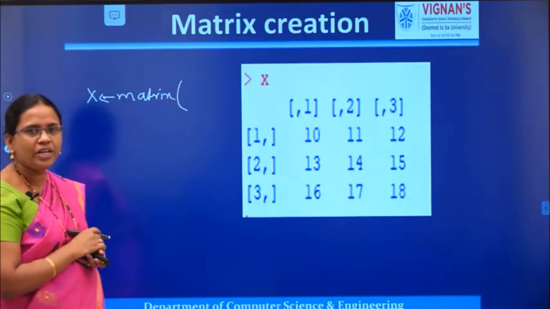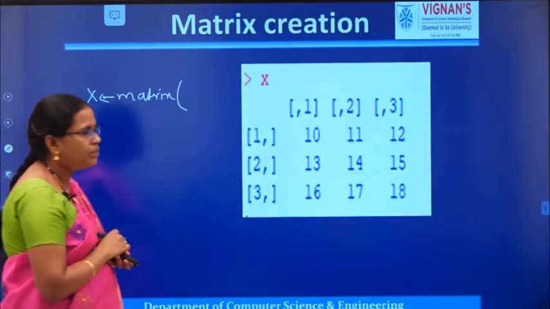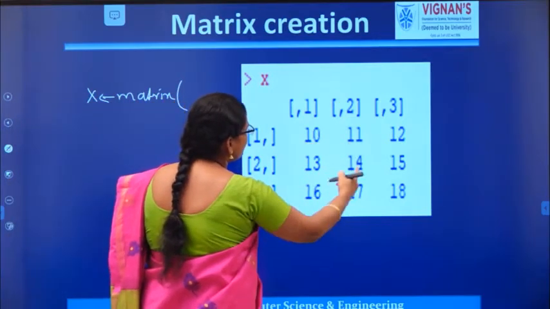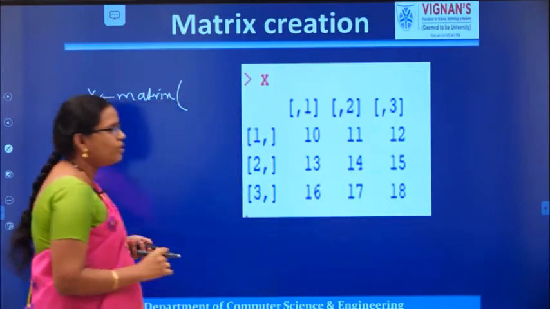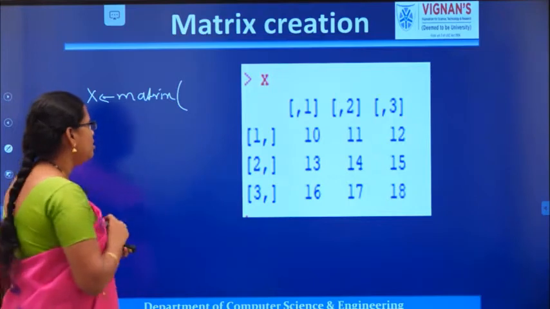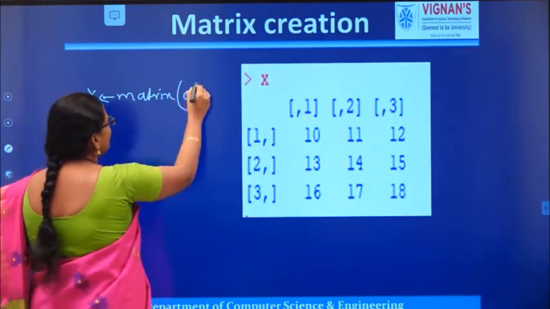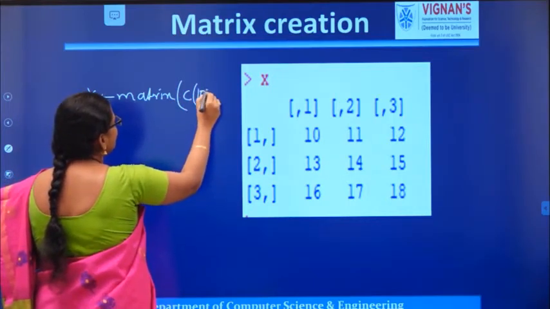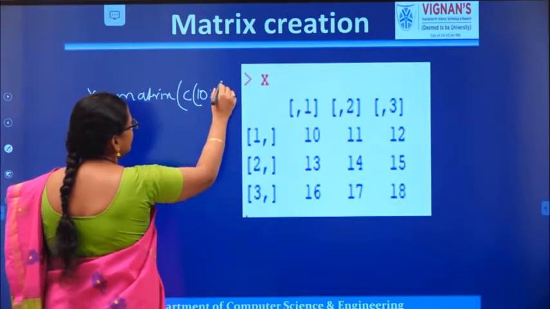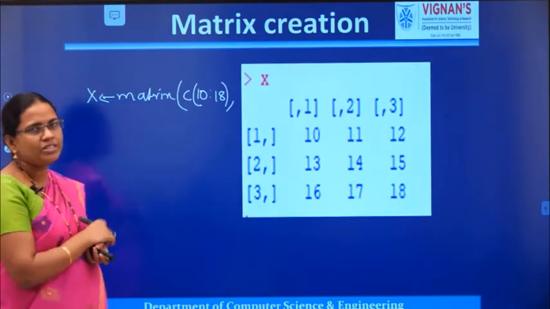So what is the input given in the matrix? The input given in the matrix is 10, 11, 12, 13, 14, 15 to 18. So it is a sequence of numbers started with 10 and ended with 18. So you have to give multiple elements. In that case you need to make use of the c function. So 10 colon 18, right? Okay, so the input is given.